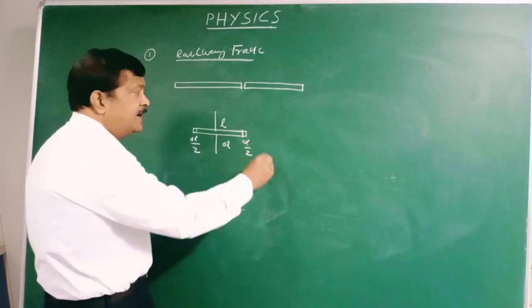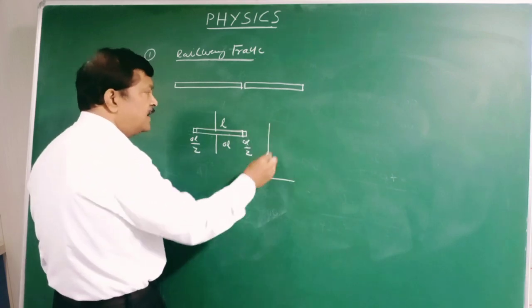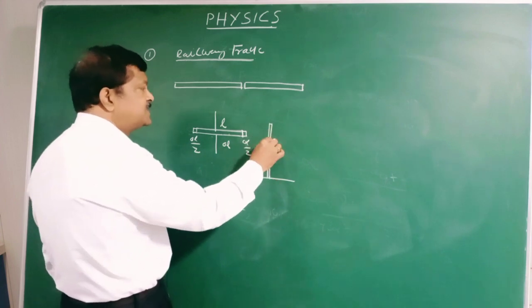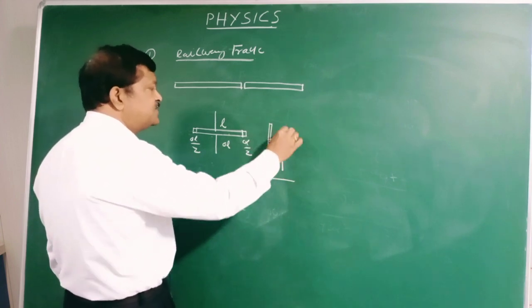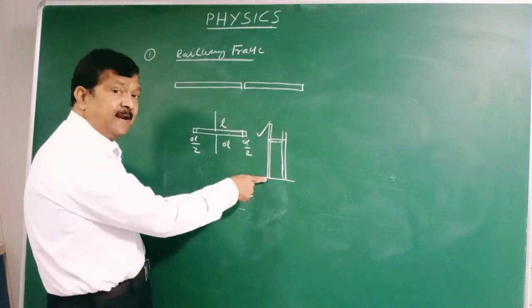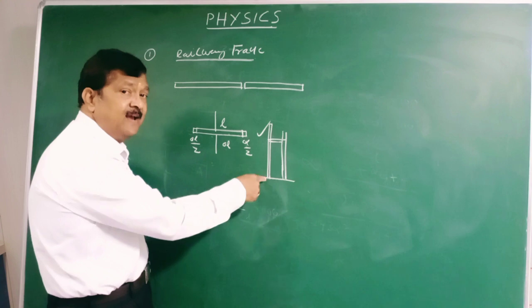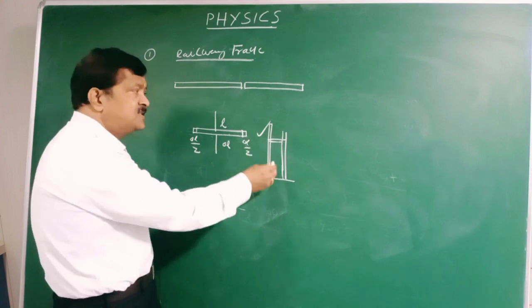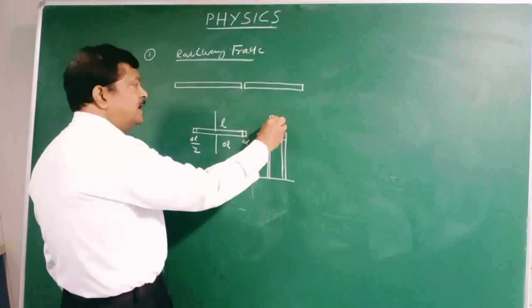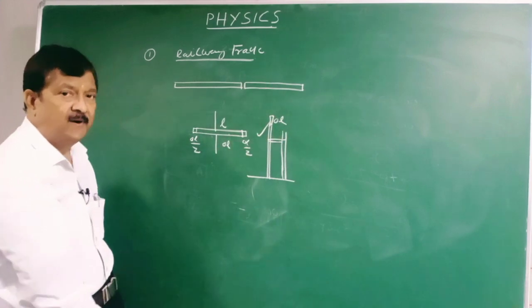Suppose the same rod is placed on a horizontal surface, standing vertically. Suppose it is fixed to a stand and we are heating it. Now the end here is not free. It is fixed here. It cannot go down. As a result, the total expansion will be in the upward direction.